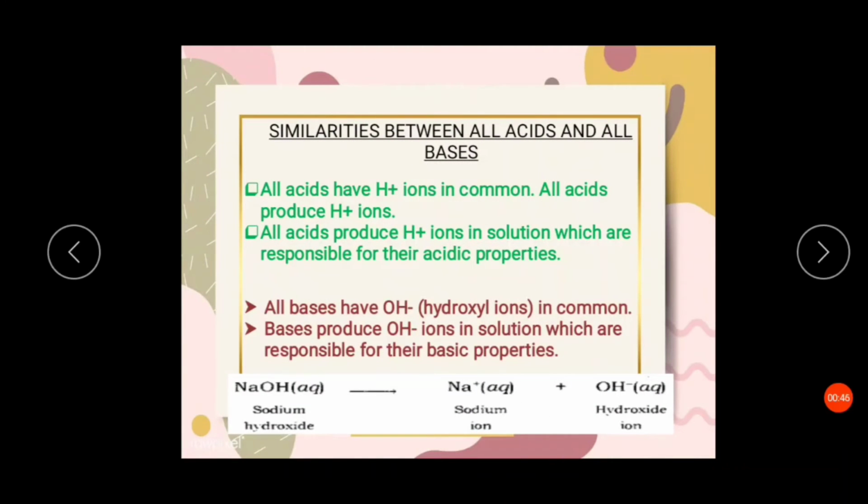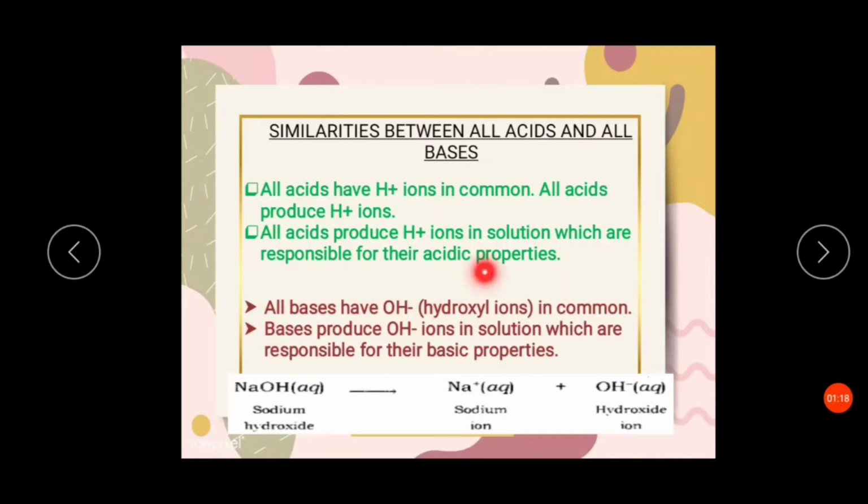The first topic is similarities between all acids and bases. So all the acids have H plus ions in common. Whether it is HCl, H2SO4 or HNO3, they all have H plus ions in them, and when acids are dissolved in water or when they are present in their solution form, they produce H plus ions, and these H plus ions are responsible for the acidic properties.